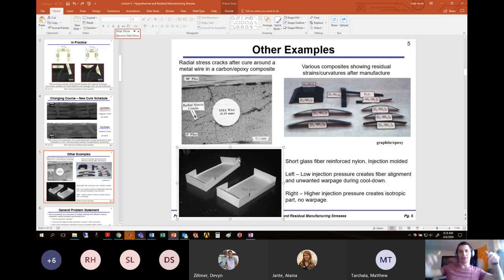So when it cools down, there's this difference in coefficients of thermal expansion in different directions, and it results in non-uniform shrinkage in the different directions, which creates this warpage. Okay. So to modify, they changed the injection molding pressure, and now this is what the piece should actually look like given proper conditioning.